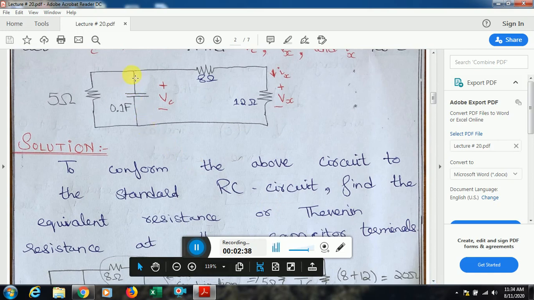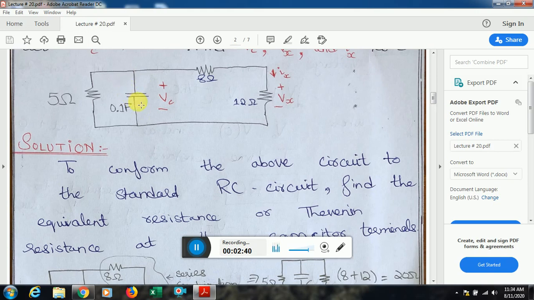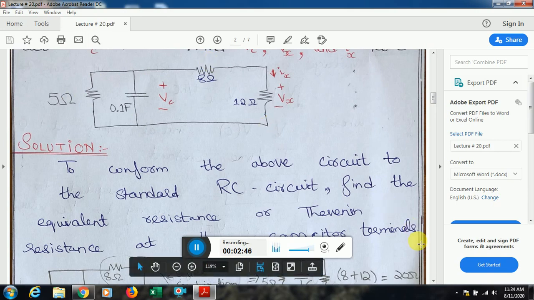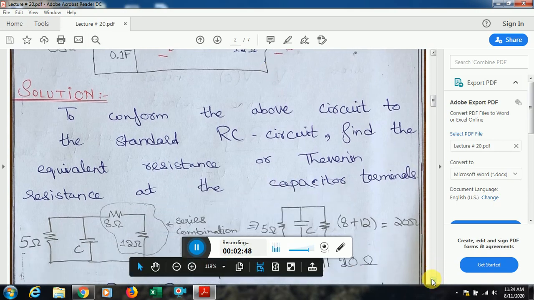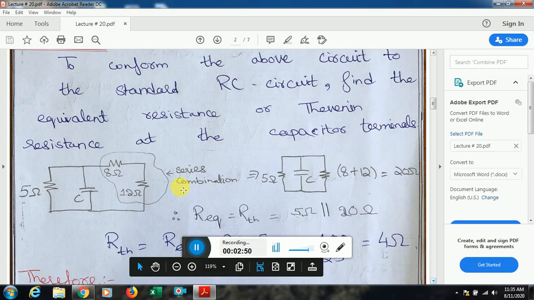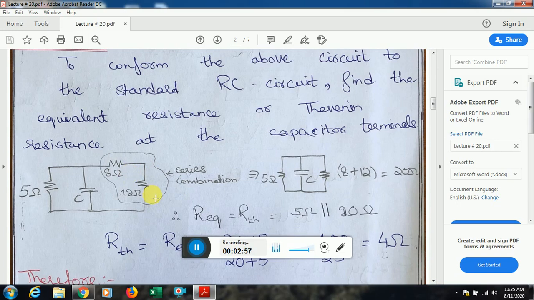So we have to leave this capacitor intact and take the R equivalent of the remaining circuit, that is this 5 ohm, this 8 ohm, and this 12 ohm, and then transform the circuit into its standard form. To find the equivalent resistance, we see that this 8 ohm and this 12 ohm are in series with each other. We take the series equivalent, which is 8 plus 12, becoming 20 ohms.